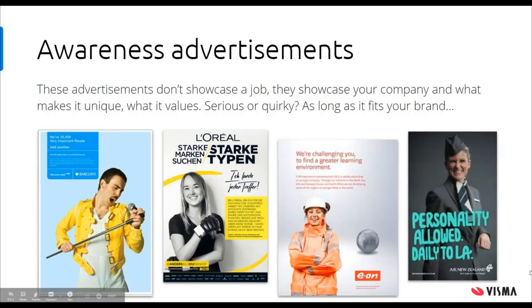All right, let's have a look at these awareness advertisements. So these advertisements, they're not about one specific position. It happens sometimes, but they're more in general about you as a company. So you can really show off what makes you unique and what your values are. And as you can see by some of the examples, some are a little bit more serious, other ones are a little bit more quirky. Should it be serious or should it be quirky? That's really up to you, as long as it fits with your brand.